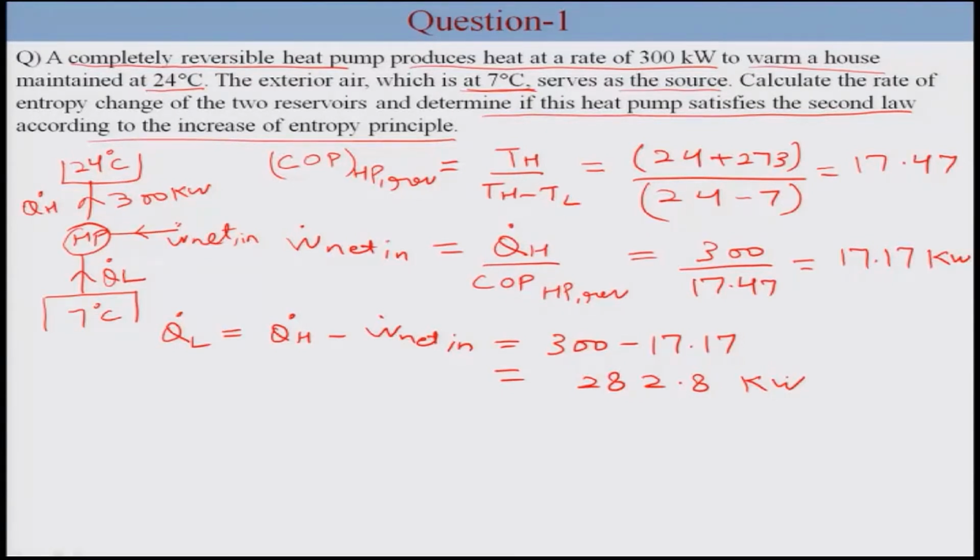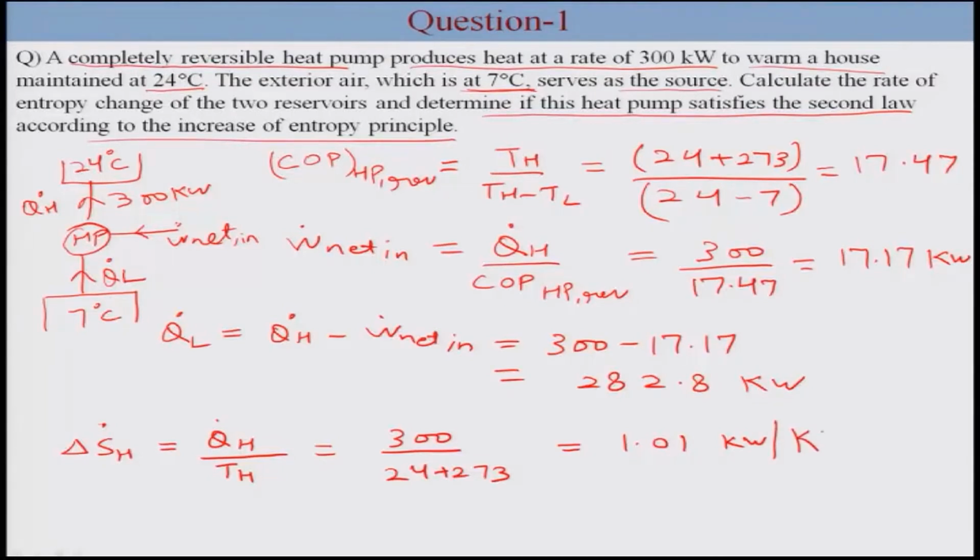Change in entropy of the high temperature reservoir, delta S, or its rate, is Q dot H divided by TH. So, this TH is 24 degrees Celsius. So, it is 300 divided by 24 plus 273 and it is 1.01 kilowatt per Kelvin.